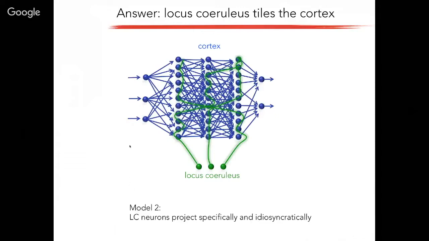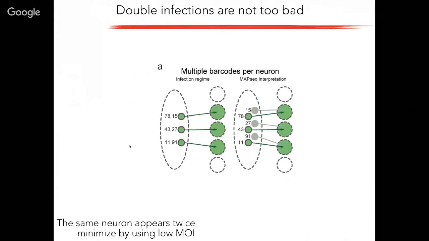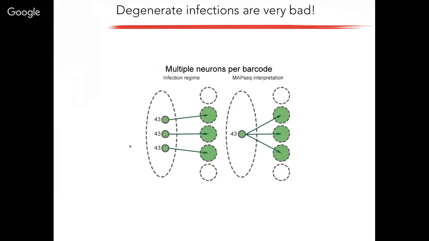We've since then, just a technical note, many of you are probably worrying about double infections. What if you get two barcodes into the same neuron? And in the interest of time, I'm not going to go over why that's not bad, but it isn't bad, and you can ask me during the questions. What would be bad would be degenerate barcodes, insufficient barcode diversity that would end up with the same barcode ending up in 3 different neurons, and that would be disastrous. So we go out of our way to avoid that, and then we confirm that we avoided it.